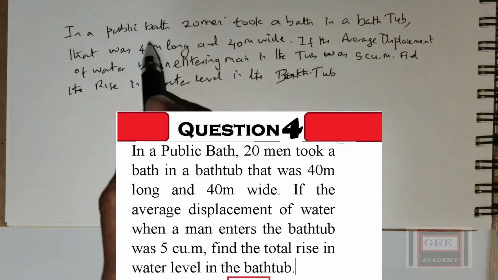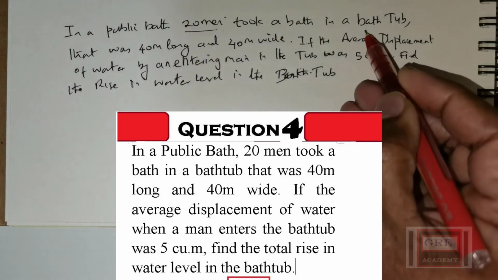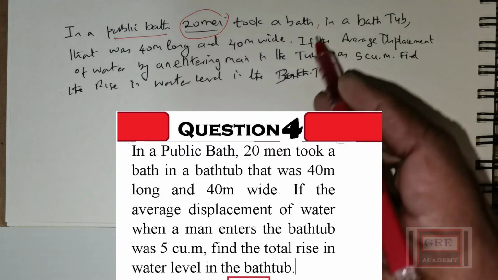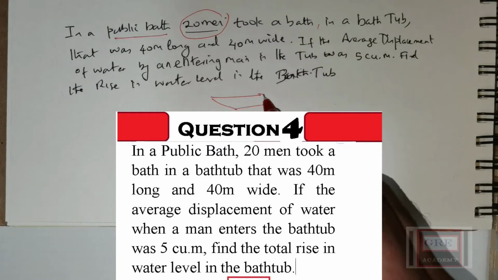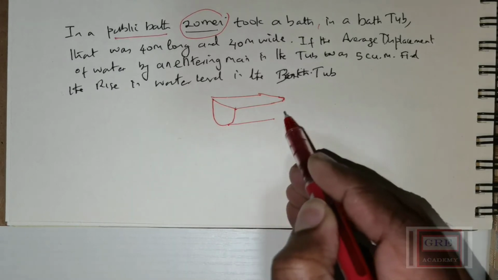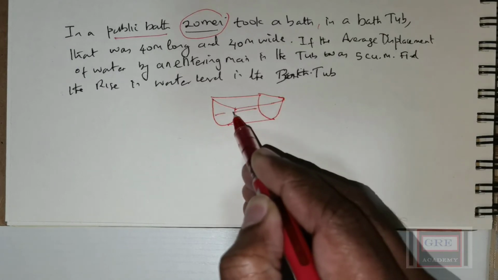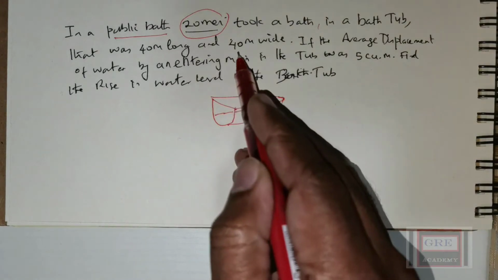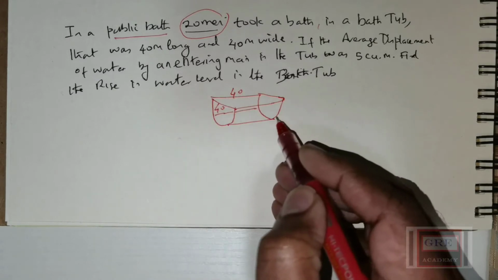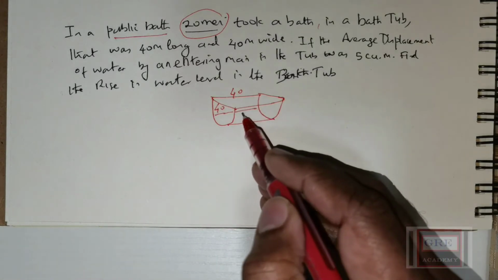Students, we were given this question: in a bathtub, 20 men are taking a bath. Now, you know, it's a public bath, okay, so all these 20 men are getting into the bathtub. So imagine you have a bathtub something like this, maybe a Turkish bath or something which you can imagine, and it is 40 meters long and 40 meters in width. Of course, don't imagine this picture to scale, okay, just a rough diagram.